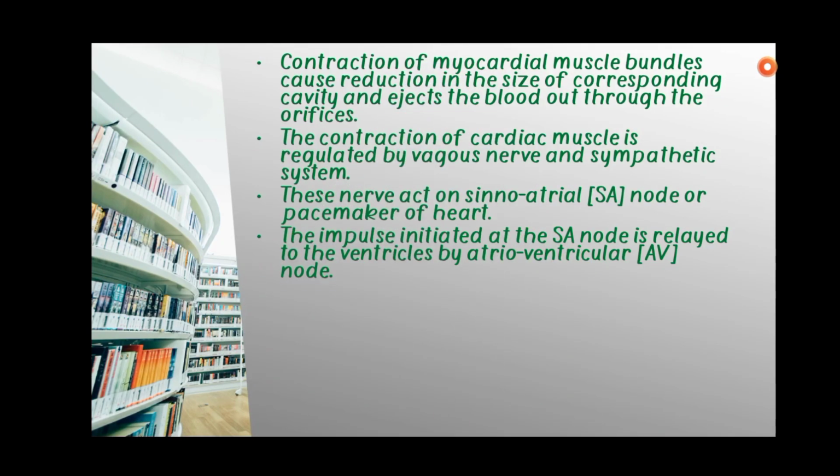Then contraction of myocardial muscle bundles causes reduction in the size of the corresponding cavity and ejects the blood out through the orifice. The contraction of cardiac muscle is regulated by the vagus nerve. This is a very important question: the contraction of cardiac muscle is regulated by the vagus nerve and the sympathetic system. Please remember it. These nerves act on the sinoatrial node, or pacemaker of the heart. The impulse initiated at the SA node is relayed to the ventricle by the atrioventricular node.